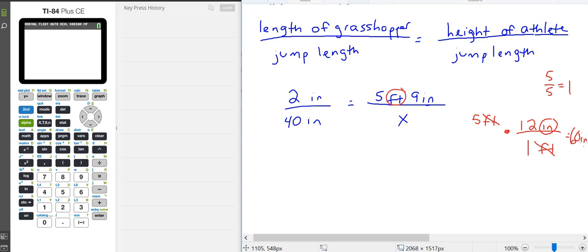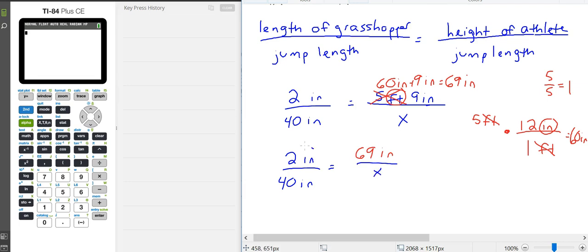So we could rewrite this as 60 inches. So now we have 60 inches plus 9 inches, which is 69 inches. The height of the athlete is 69 inches. So let's rewrite the proportion. 2-inch grasshopper over the 40-inch jump is equal to the 69-inch athlete over the length of the athlete's jump, which we don't know what it is.